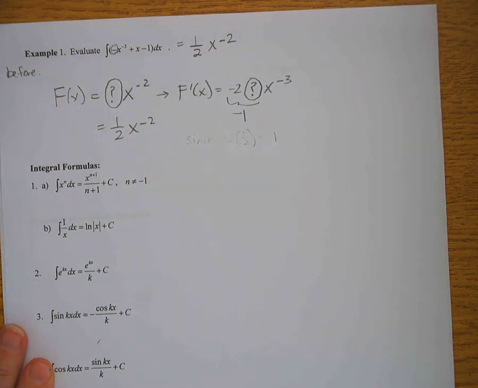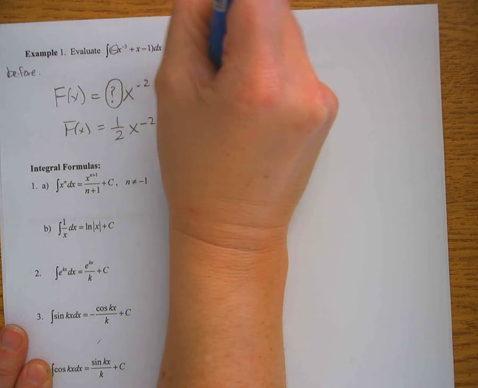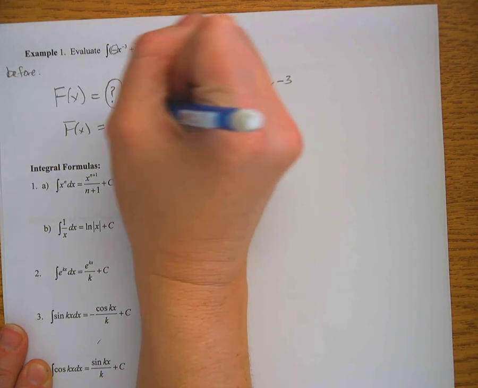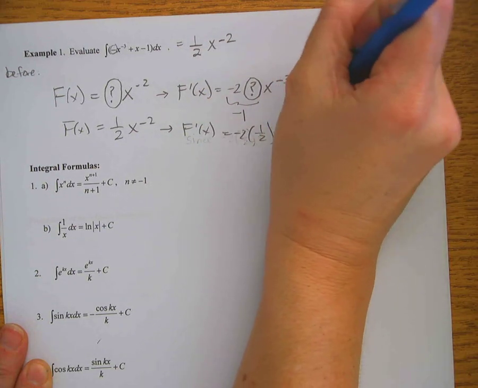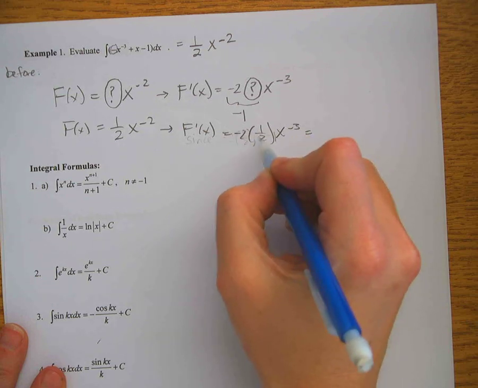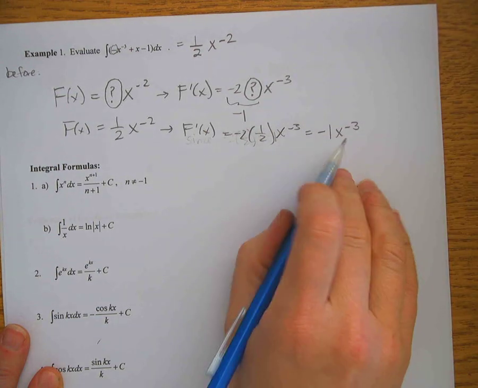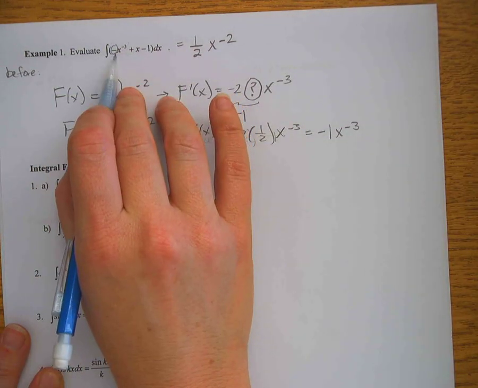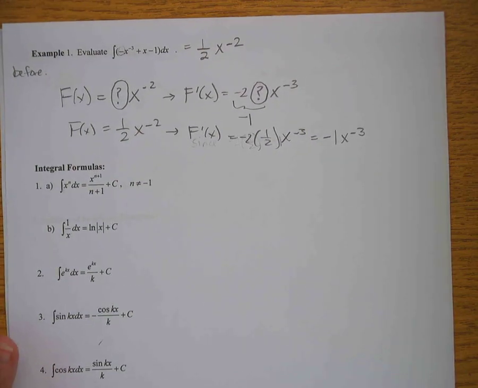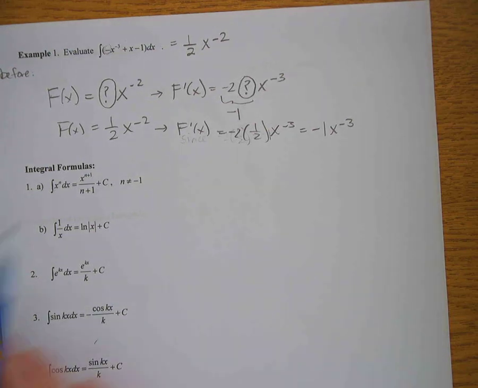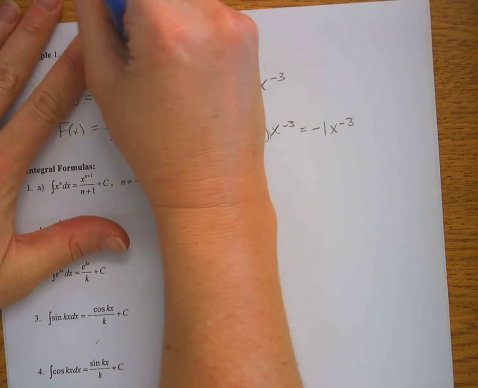And if you're not sure, you can check yourself. You can go, okay, if that's capital F, then the derivative of that would be negative 2 times the 1/2 times x to the negative 3, and then you would see that the negative 2 and the 2 cancel, but you're still left with a negative. So you'd have negative 1 x to the negative 3rd, which is what I had here, which means I did it right. So that's the guess and check method, which, you know what, never fails. When in doubt, you forget a formula, you can do guess and check. Okay, so I got the first part down.